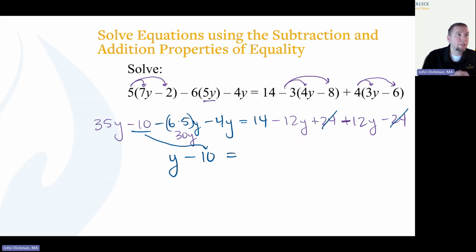So I'm just left with 14 here. And then negative 12y plus 12y, those are going to cancel. So I'm really just left with 14 there. And see how much this simplified within a couple of steps. We have y minus 10 equals 14. We want to get y by itself. 10 is being subtracted from y, so we're going to add 10 to undo that subtraction. Y is equal to 24.